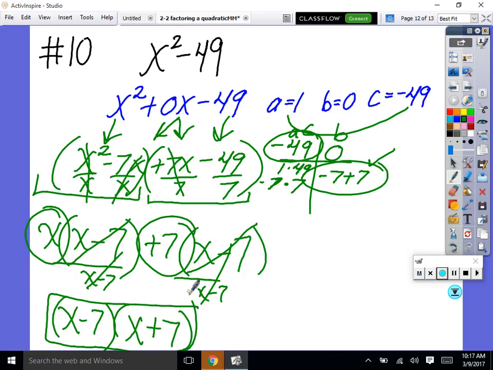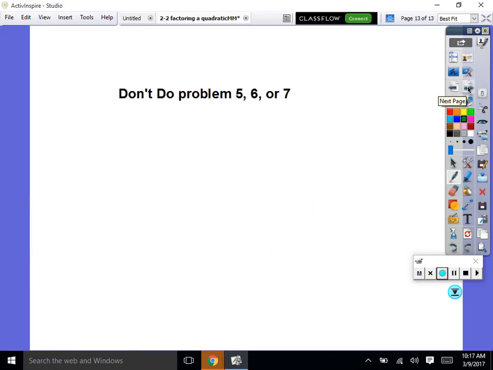Okay, awesome. So these are the ones you're going to finish up. 5, 6, and 7. Oh, don't do 5, 6, or 7. What? All right, just finish all of them. That's what I meant to say. Any one on there you should be able to do at this point. And then just turn it in.